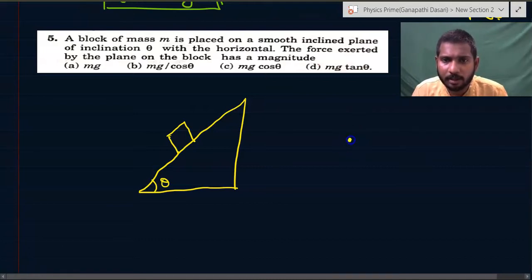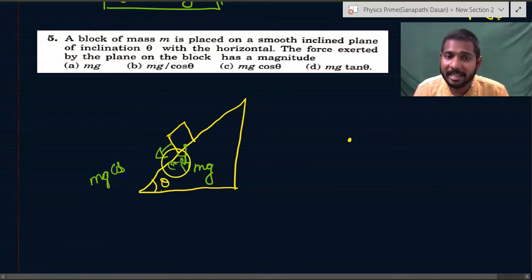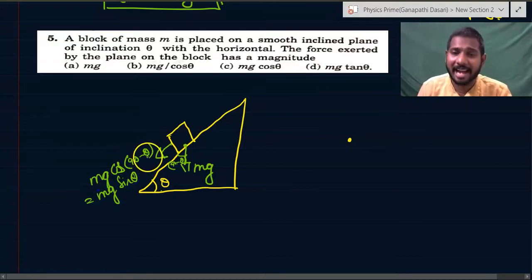If you draw the block like this, there will be a force on the block, mg. This angle will be 90 minus theta, because this is theta, so this is 90 minus theta. Then there will be a force along the inclined plane, that is mg cos of 90 minus theta. Cos of 90 minus theta is what? That is equal to mg sin theta along the plane.